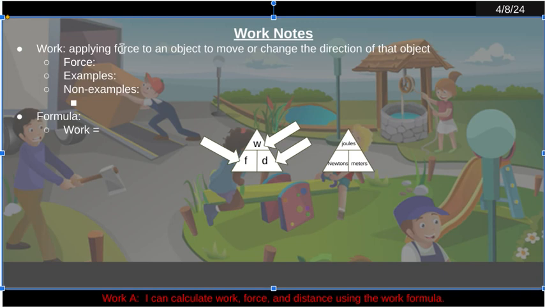Work is based on a formula, and you can see it down there at the bottom of the triangle. That formula is work equals force times distance. We'll talk about that in a second. Essentially, there has to be a force on an object, and that object has to be moved a certain distance. If I push on a wall really, really hard, there is no work being done unless that wall moves. If that wall moves, then there's work being done. But if that wall does not move, then there is no work being done.